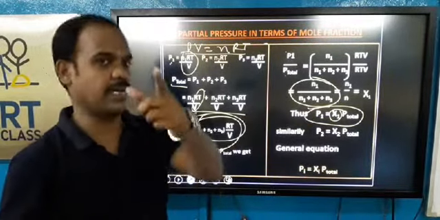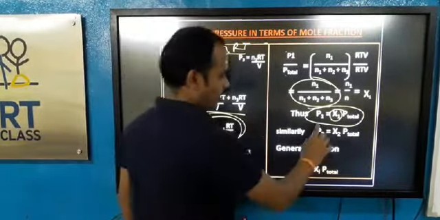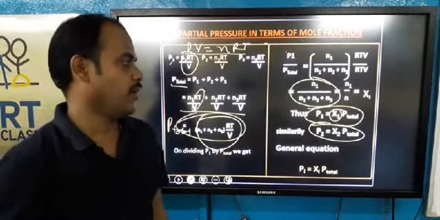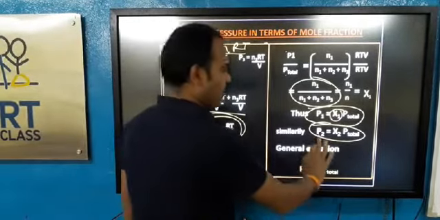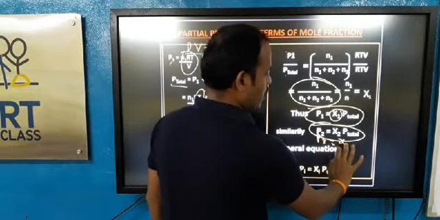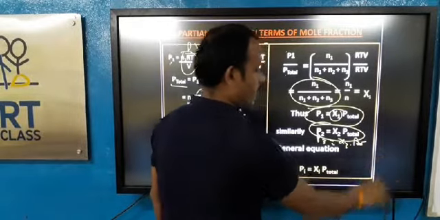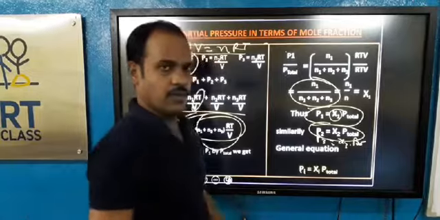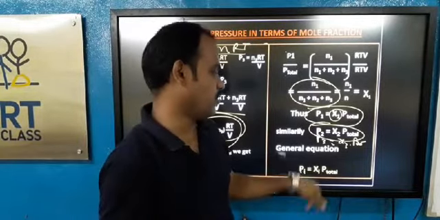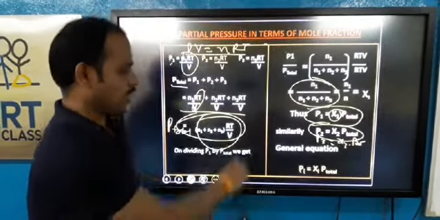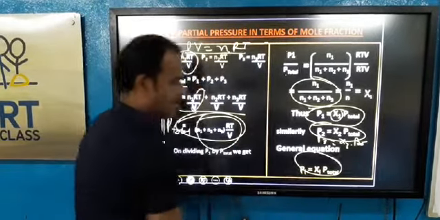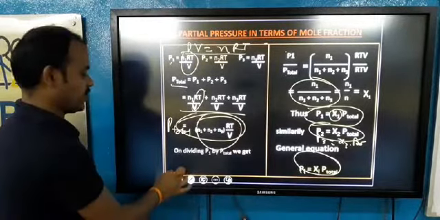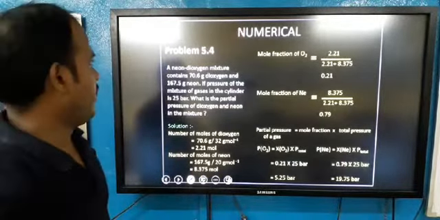From this equation we can calculate partial pressure. Like that, for the second gas, P2 will be x2 into P total. For the third gas, P3 is equal to x3 into P total. So in general we can write Pi for the i-th component: Pi is equal to xi into P total. From this equation we can calculate the partial pressure of a gas, and from partial pressures we can calculate total pressure. See how. Here is a numerical.